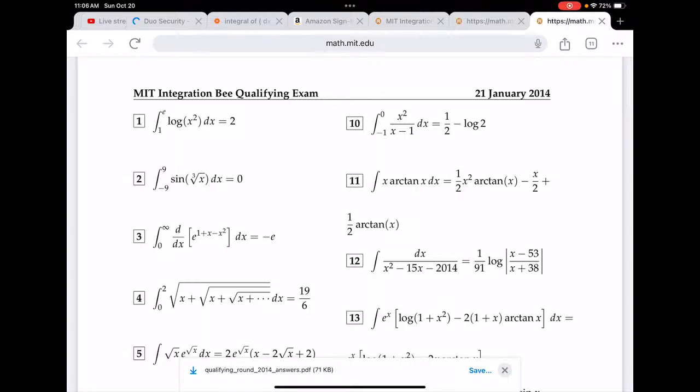Integral from minus 1 to 0 of x square by x minus 1.